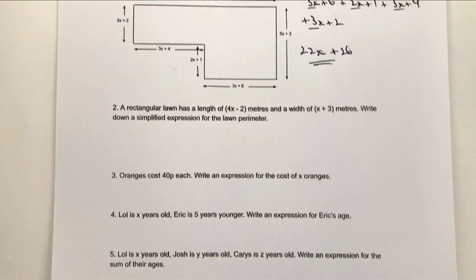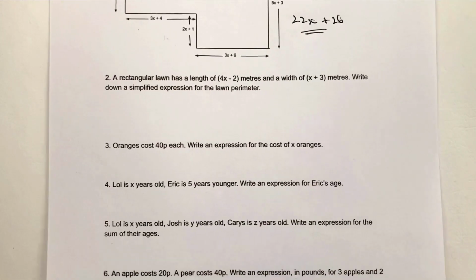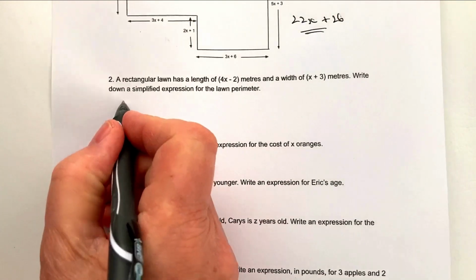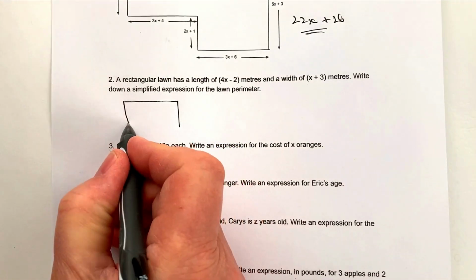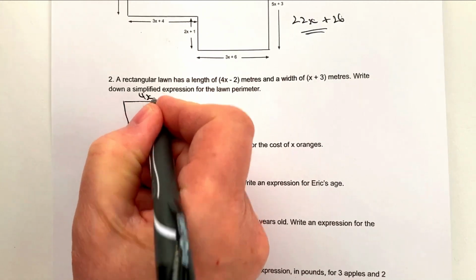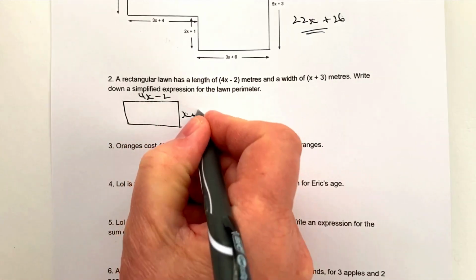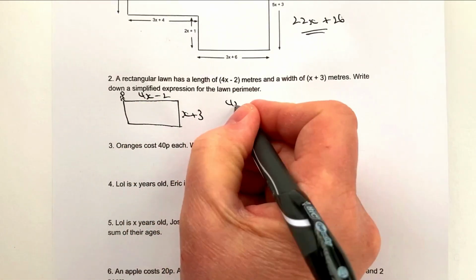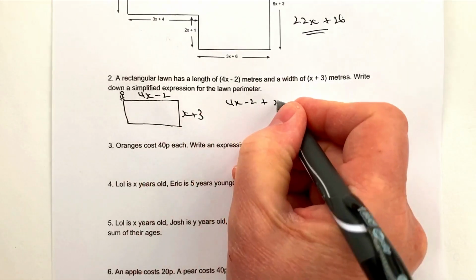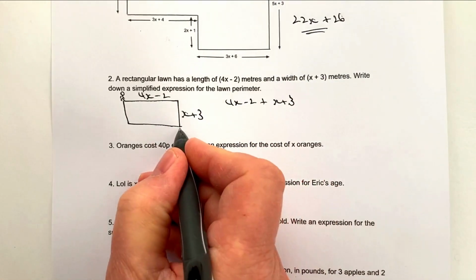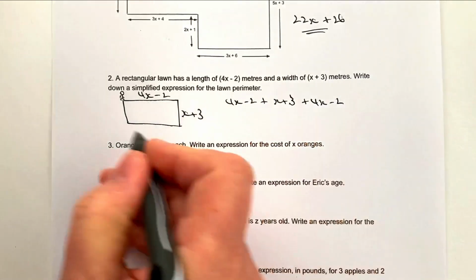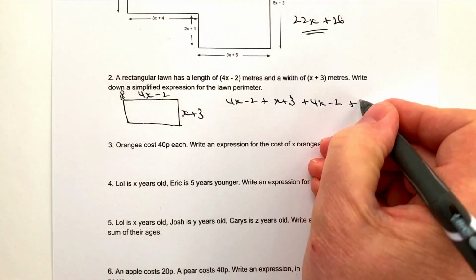Okay, so similar one with the next question. It says a rectangular lawn has a length of that and a width of that. Write down an expression for the lawn perimeter. So basically what we've got is a lawn where this particular side is 4x minus 2 and this is x plus 3. So again, it's a little fella. Here he is. He's going to run 4x minus 2 plus x plus 3. Now it's going to get to that point. It's going to run back along the same distance. So it's another 4x minus 2 and then another x plus 3.